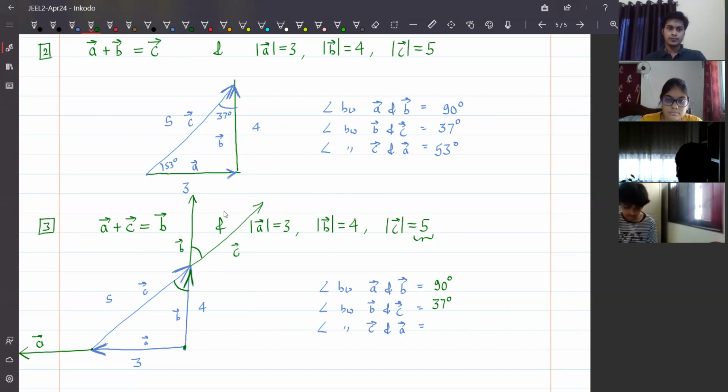But for A and C, one has head, one has tail. I want the tails to be at the same point, so I have moved it in the leftward direction. This is 53. So this should be how much? 127. So this angle is 127 degrees.